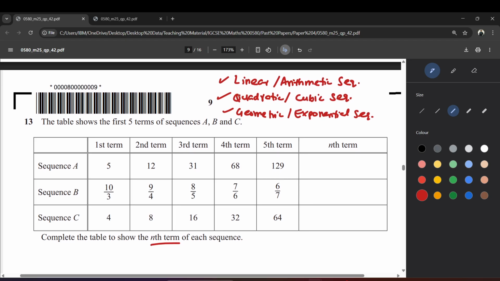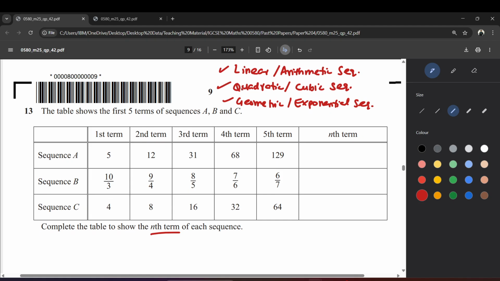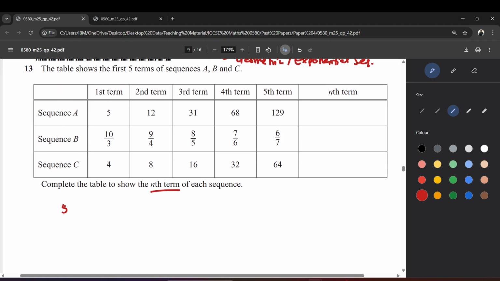For identifying linear and quadratic or cubic sequences, what we do is, let's say I write 5, then 12, 31, 68, 129. I'm going to find the difference between them. The difference between 5 and 12 is 7. The difference between 31 and 12, 31 minus 12, is 19. 68 minus 31 is 37. 129 minus 68 will be 61.